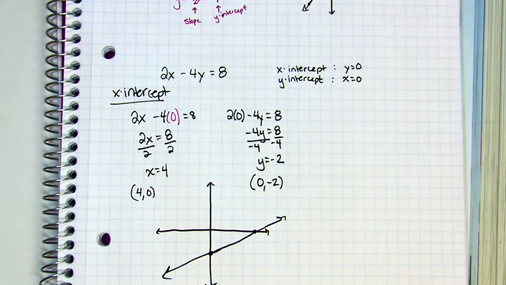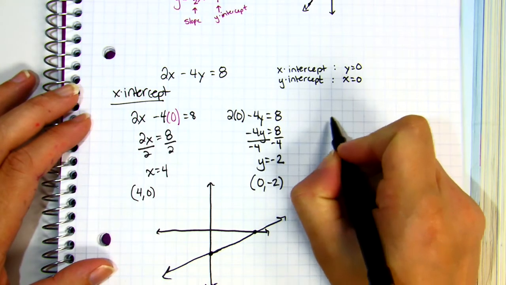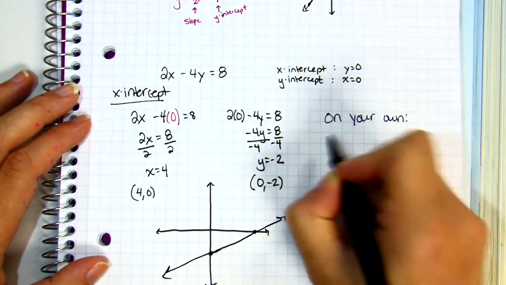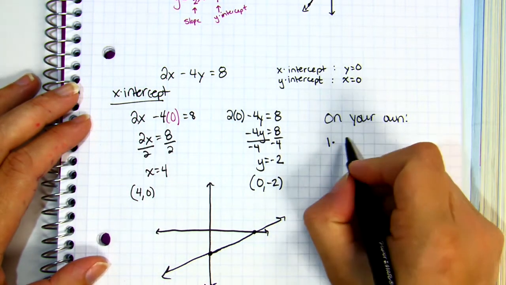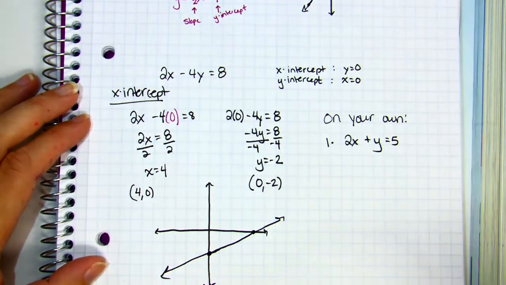It just depends. So how about, I'm going to give you 2 different lines to graph real quick. So on your own, try graphing 2x plus y equals 5.